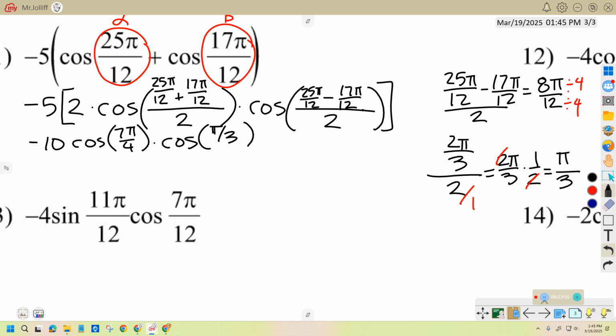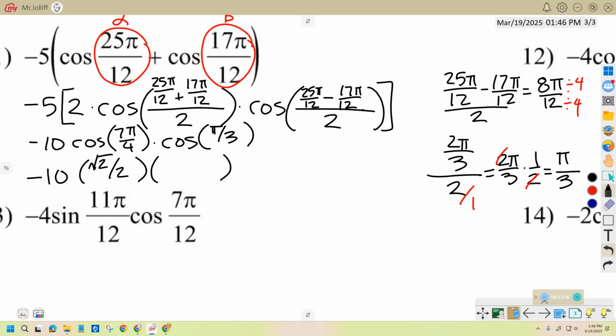All we're going to do is grab those values off the unit circle. I got a minus 10. I've got a fraction that's going to come from cosine of 7 pi over 4, and I have a fraction that's going to come from cosine of pi over 3. So on our unit circle, we go to 7 pi over 4, which is in quadrant 4. And we know cosine is the x-coordinate. What do we get for cosine of 7 pi over 4? Root 2 over 2. Very good. So this is root 2 over 2.